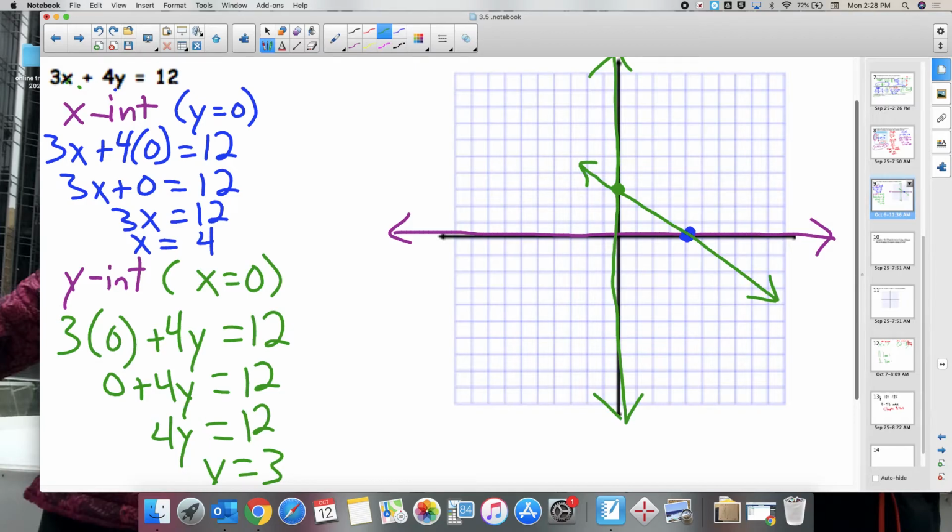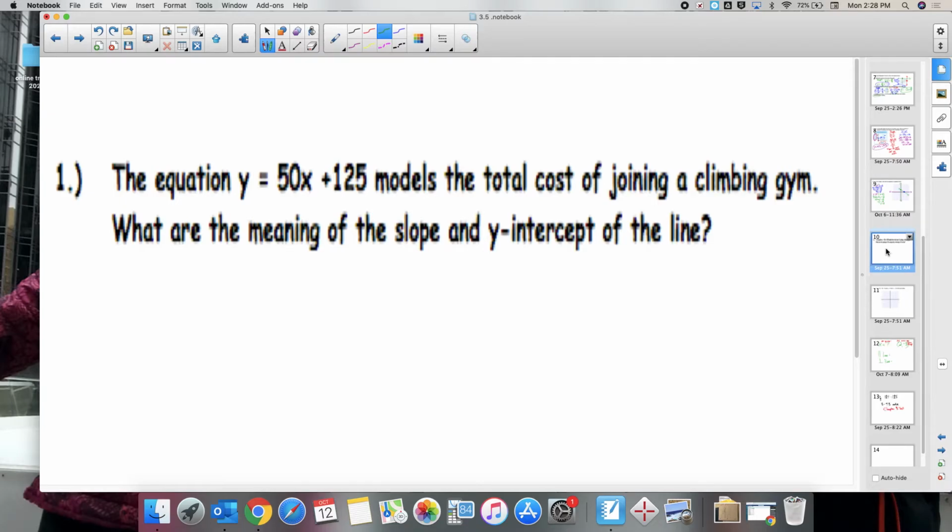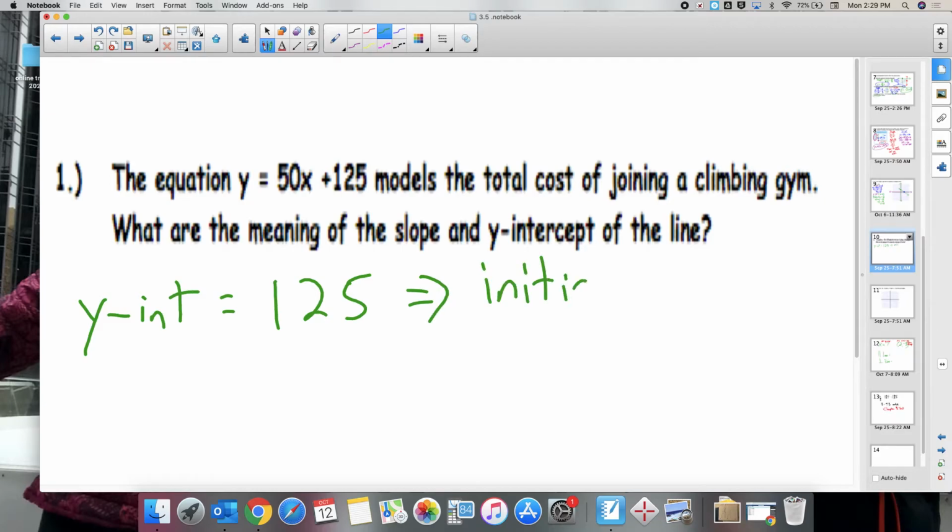All right, take a look at your independent practice then. First question says, the equation y equals 50x plus 125 models the total cost of joining a climbing gym. What are the meanings of your slope and y-intercept? Well, actually, we just kind of went over that. That 125, that's your y-intercept. What does it mean? That is your initial cost to join the gym.